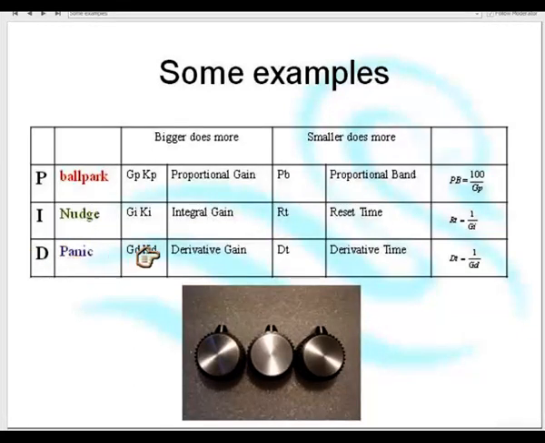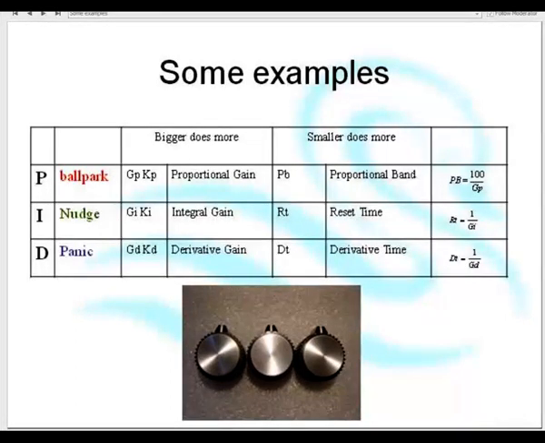Now the D term, if it's called a gain, making it bigger makes it more effective. And if it's called a time, making it smaller makes it more effective. The relationship between times and gains is just a reciprocal relationship. It's just one over it.